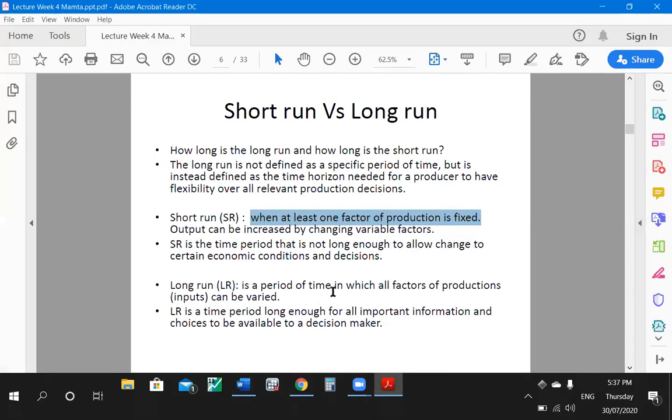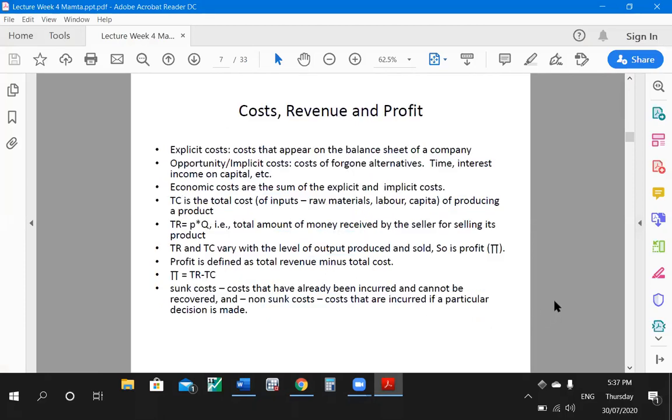Long run is a period in which all factors of production can be varied, can be changed. Long run is a time period long enough for all important information and choices to be available for decision making. So let's move on. Explicit cost, interesting one. Explicit cost and implicit cost, interesting two of these things. Explicit cost means cost that you can see, you can feel.